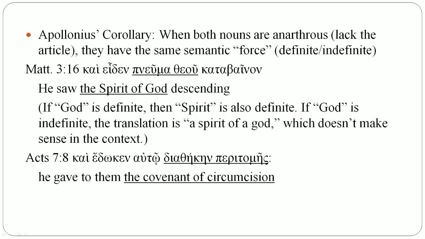Acts chapter 7 verse 8, kai edoken autō diathēkēn peritomēs. He gave to them the covenant of circumcision. This is not "he gave to them a covenant of a circumcision," some certain one out there. This is like he gave to them the covenant. Which covenant? The covenant of circumcision. Both of them are definite.